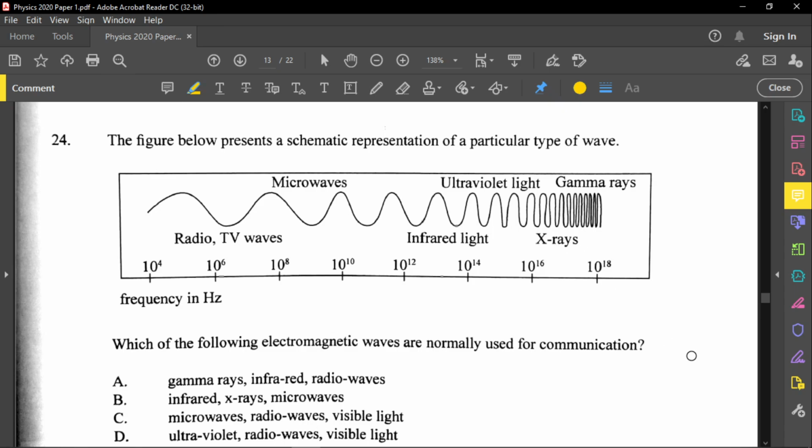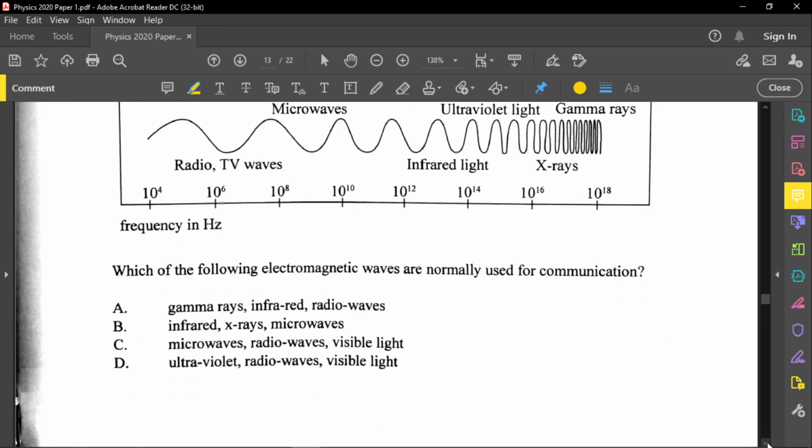For communication, let's just go through each option real quick. For option A, by having gamma, it is wrong. Option B, let's see. X-ray is not used, so X-ray is out of it. For option C, microwave, radio wave, visible light, yes, that's correct. So C is correct. Let's see what is wrong with D. Ultraviolet rays, okay, so that is wrong. So yep, our answer here has to be C. Great.